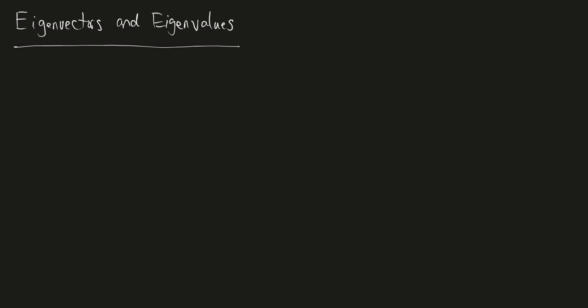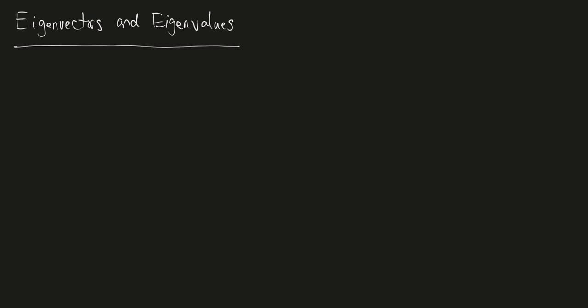In this video, we're going to introduce a couple of things associated with a square matrix. Like we haven't done that enough of late. Those things are called eigenvalues and eigenvectors.